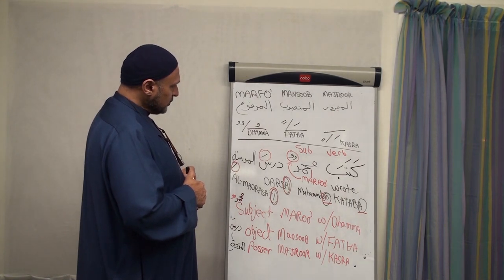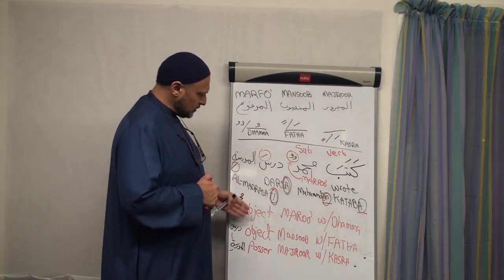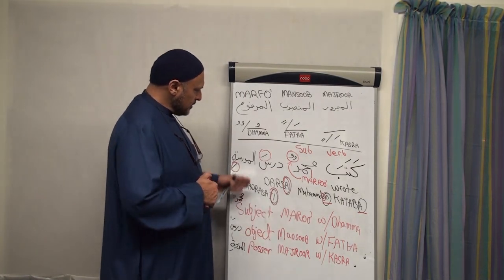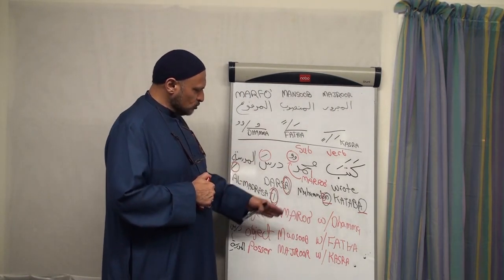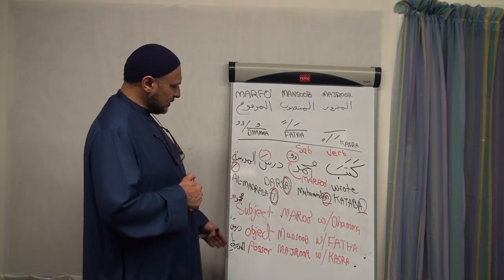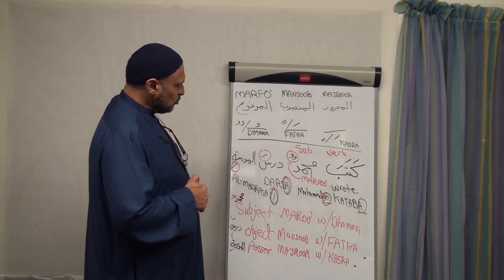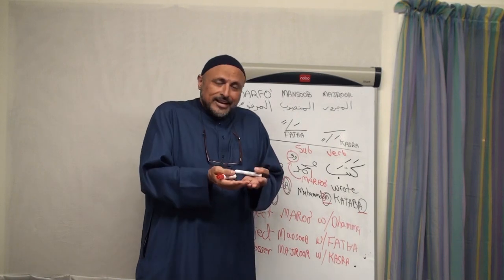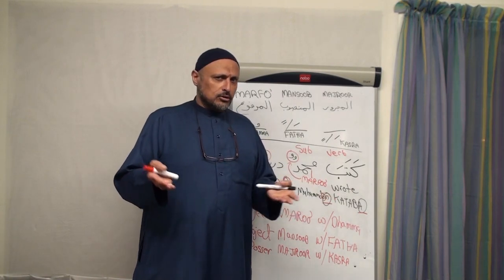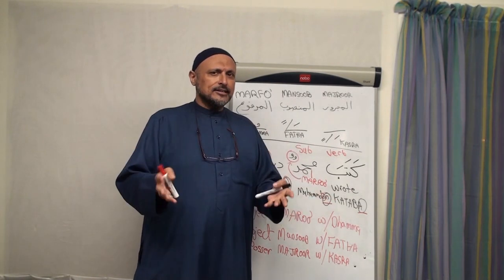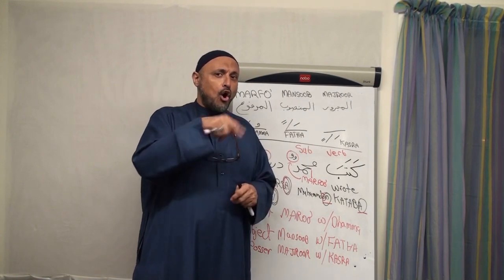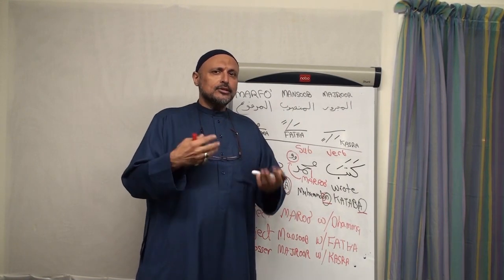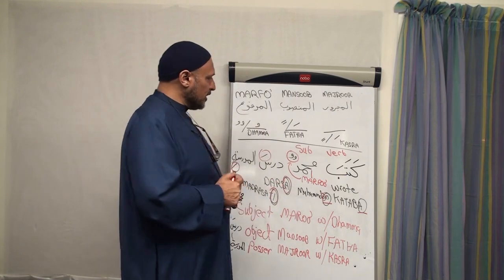Okay? So Muhammadun is subject, marfu with the dhamma. Darsa is object, mansub with the fatha. Madrasati is a possessor, majrur with the kasra. Possessor means it belongs to. This lesson belongs to who? Belongs to the school. It's a school lesson. It's a lesson of the school. See, of the. So this is the possessive phrase in the Arabic language.